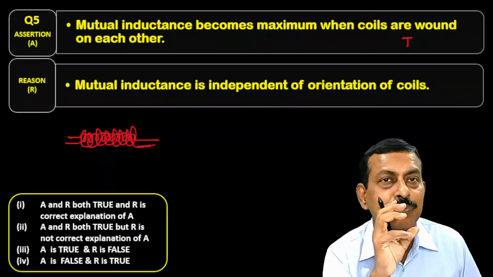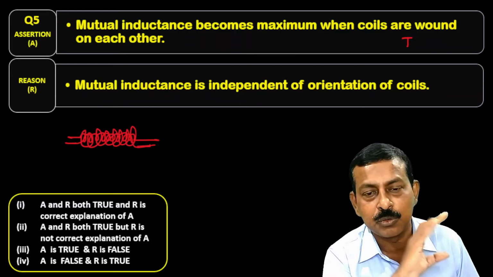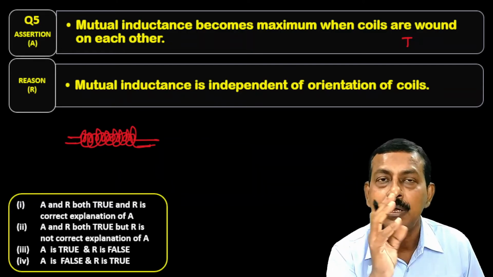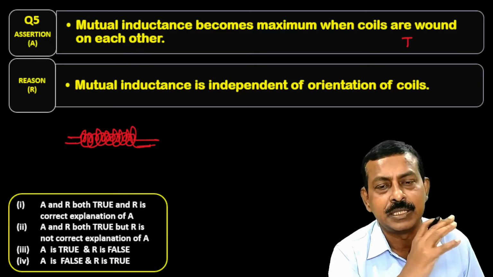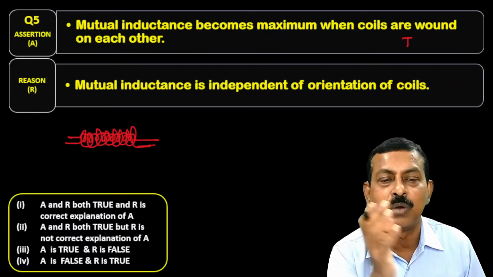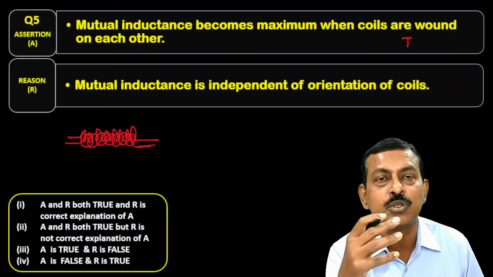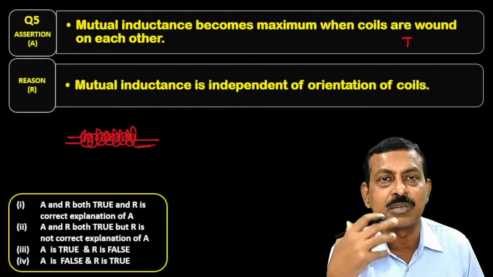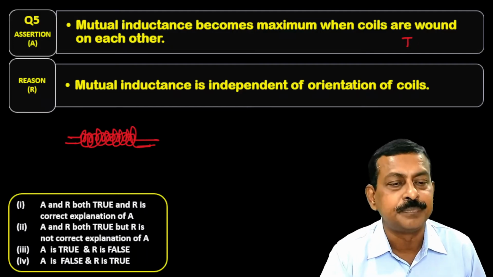Because whatever is the flux linked with one coil, if it is going to the second one and there is minimum amount of flux leakage, in that case there will be the maximum value of the mutual inductance, because that one is going to produce the maximum change in the magnetic flux linked with the other one.